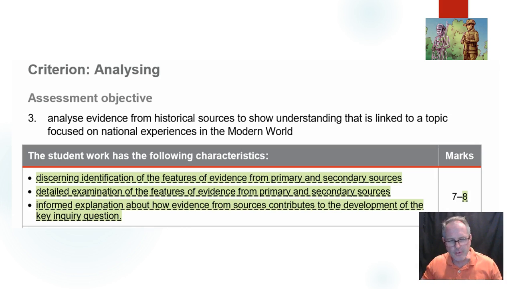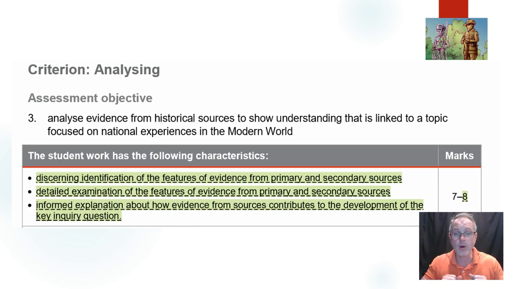I want to try and model, if I can, some discerning identification of features in the evidence of primary and secondary sources and the detailed examination of the features. Identification, examination of features. It's your CAB MOP and it's your WRAP. So think about it again: ADAMANT, CAB MOP, WRAP. Go back, have a look at our notes, think about what each of those elements are. They're tools that will help you to unlock features. They'll help you unlock other elements of analysis that are worth considering.